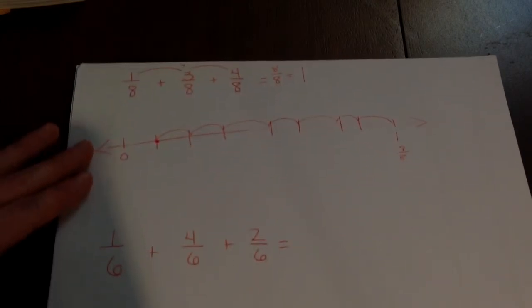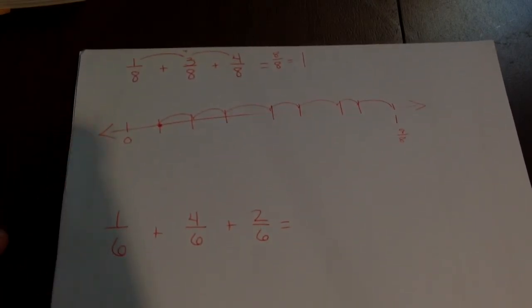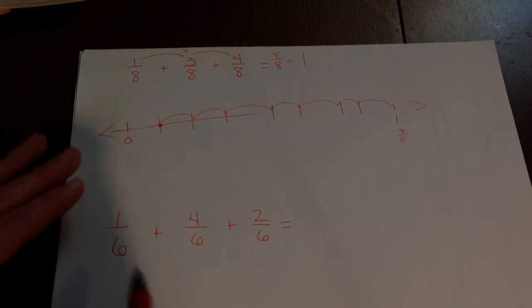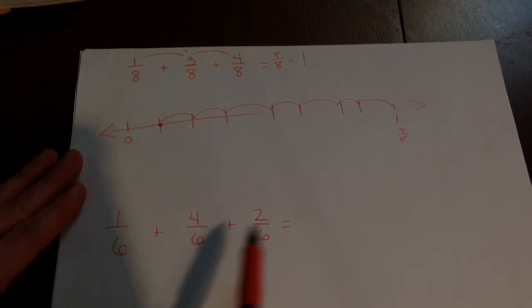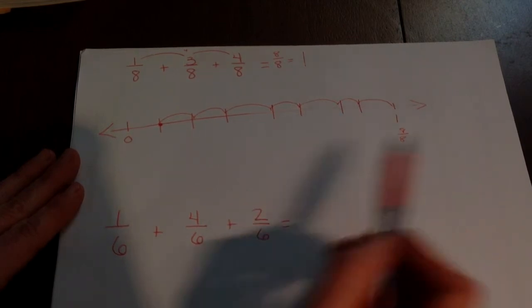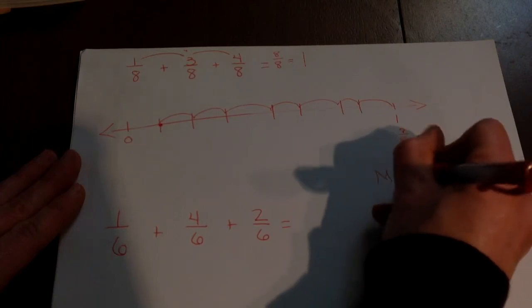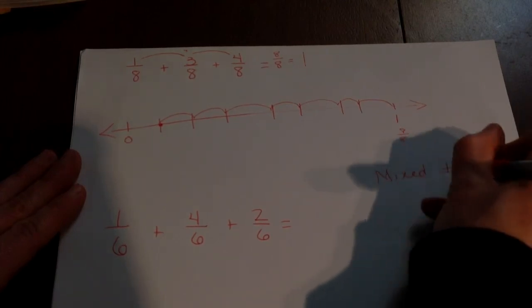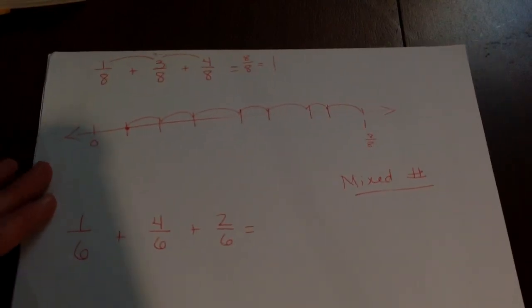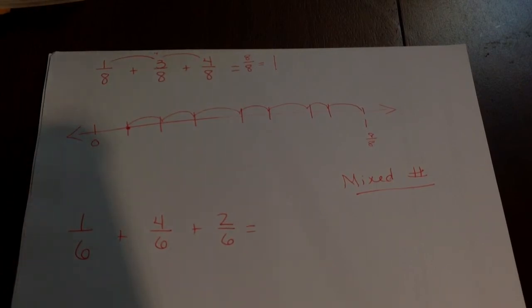All right, go ahead and solve this very last one. 1/6 plus 4/6 plus 2/6. If you need a number line, use it. If you don't, then don't. You must put it into a mixed number when you are finished. Mixed number. Go ahead and please pause while you solve this problem.